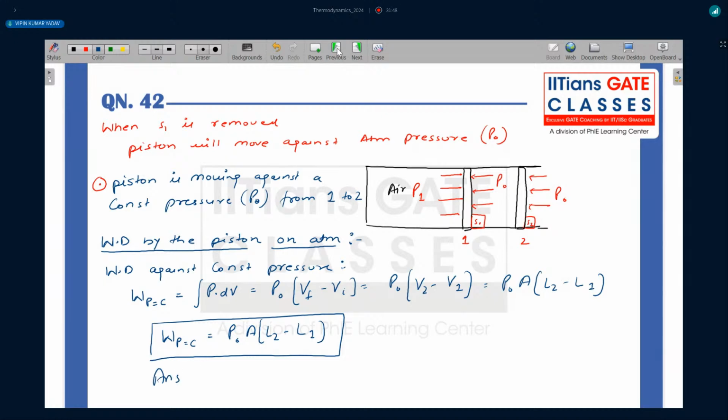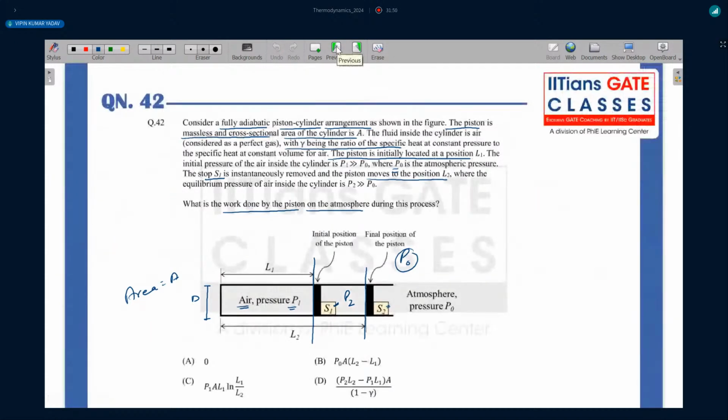Let us see the options. The first is 0, no, of course not 0. The piston has moved, the boundary has changed, so this is not correct. P naught, atmospheric pressure, into area times L2 minus L1, of course it is correct. We have just calculated it. P1 A L1 times L1 by L2, no. This is also not correct.